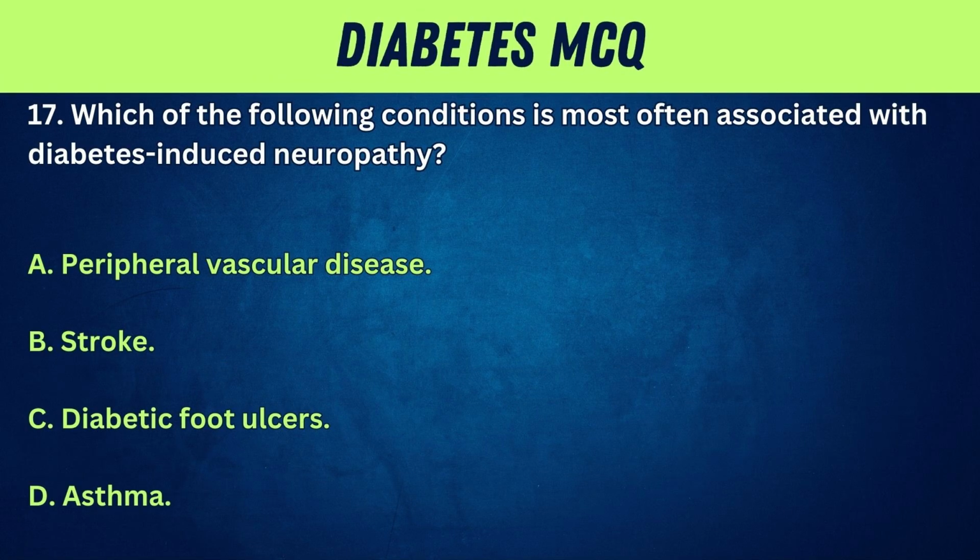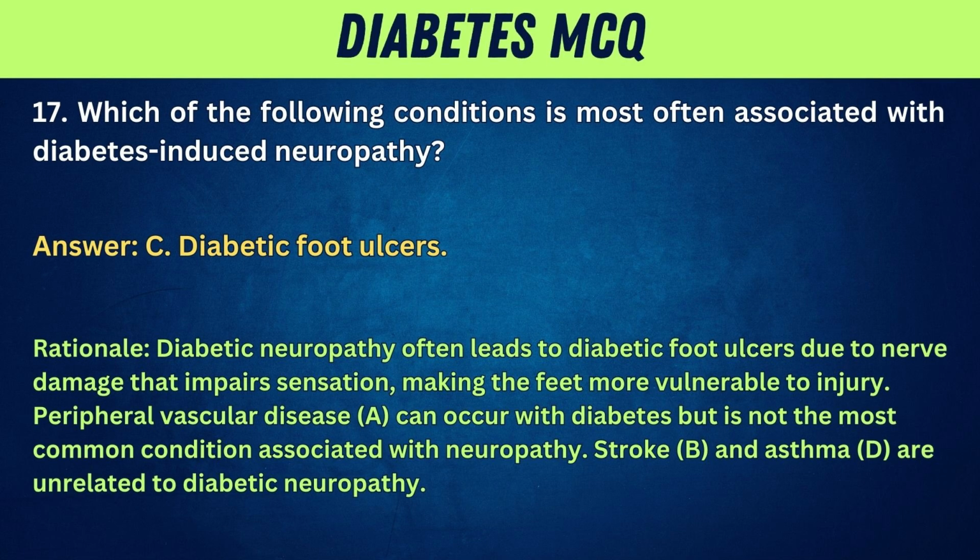Which of the following conditions is most often associated with diabetes-induced neuropathy? A. Peripheral vascular disease. B. Stroke. C. Diabetic foot ulcers. D. Asthma. Answer: C. Diabetic foot ulcers. Rationale: diabetic neuropathy often leads to diabetic foot ulcers due to nerve damage that impairs sensation, making the feet more vulnerable to injury. Peripheral vascular disease, A, can occur with diabetes, but is not the most common condition associated with neuropathy. Stroke, B, and asthma, D, are unrelated to diabetic neuropathy.